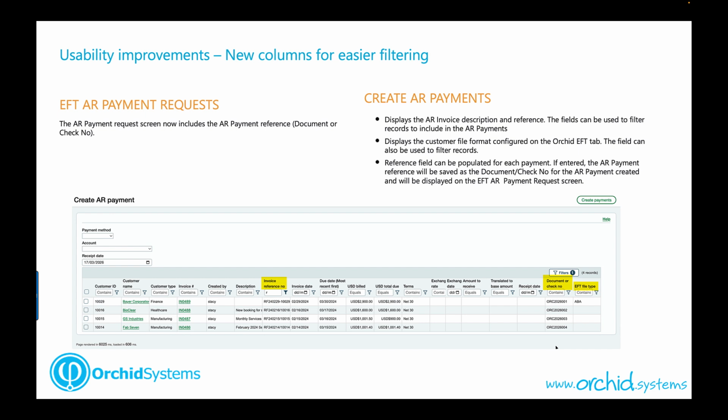When creating the AR payment, you need to select the payment method, the bank, and the receipt date that you want to use. We've now also added the ability to include a document number, also a check number, for that payment, which will then be visible when you select the payment in the AR payment request screen. So let's have a look at this in Intacct.